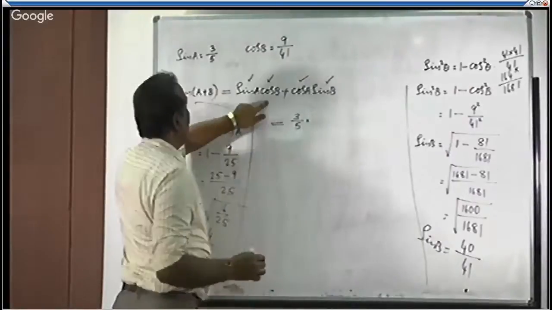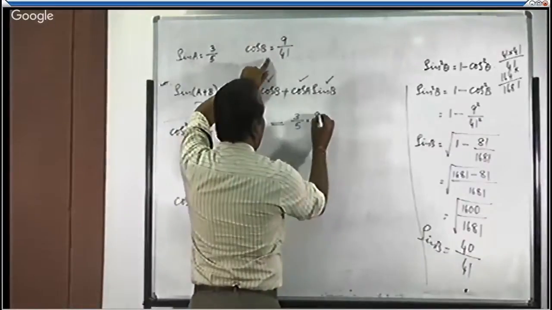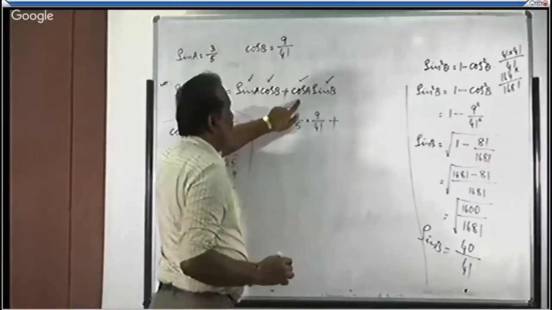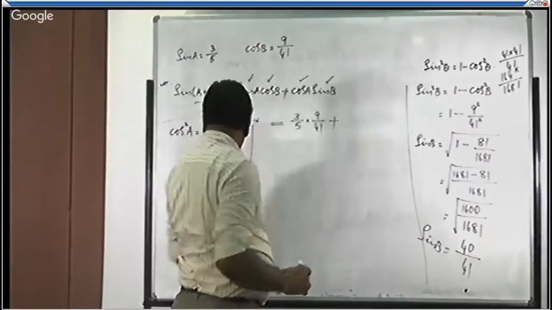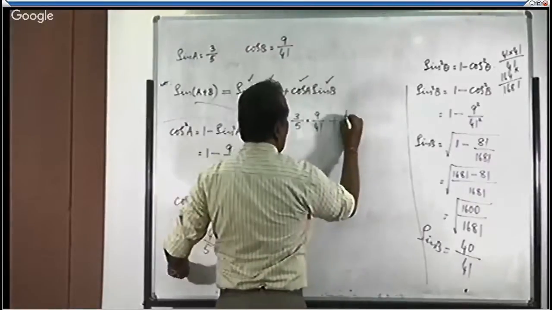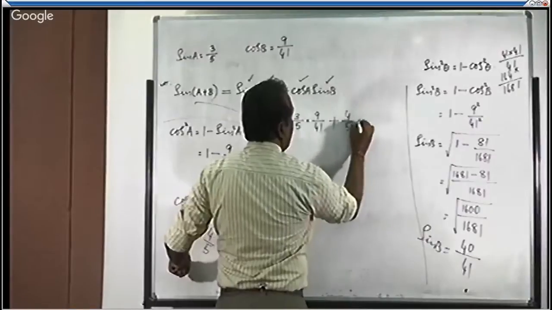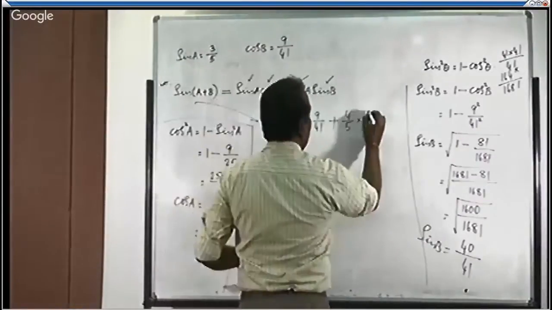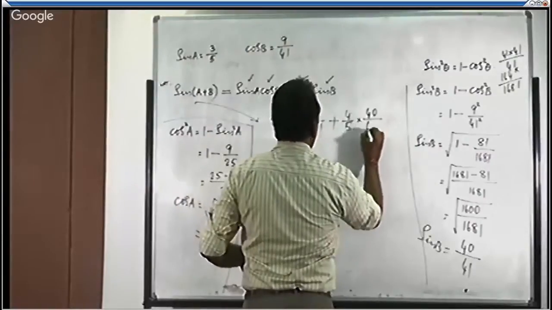Into, what is the value of cos B? It is 9 by 41. Plus, there is a plus sign. What is the cos A? We found just now, it is 4 by 5. Into, what is the value of sin B? It is 40 by 41.